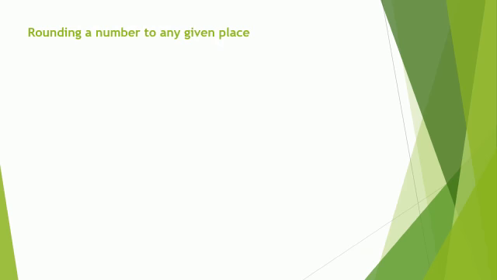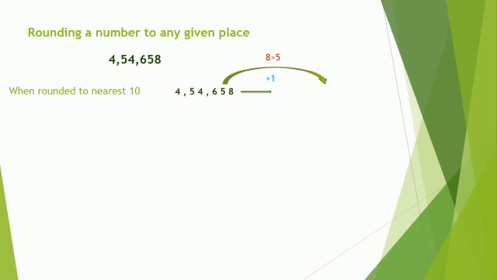Rounding a number to any given place. Let us take one number. The number is 4,54,658 and then round this number to different given places. Let us start with the tens place. Here the digit to the right of 5 is 8, which is greater than 5. So we add 1 to 5. Change all the digits to the right of the tens place to 0. So the rounded number is 4,54,660.